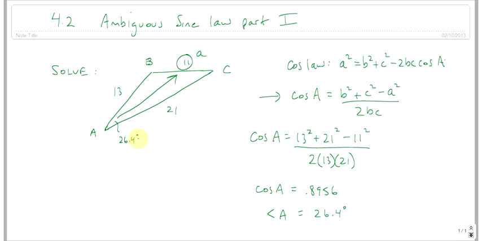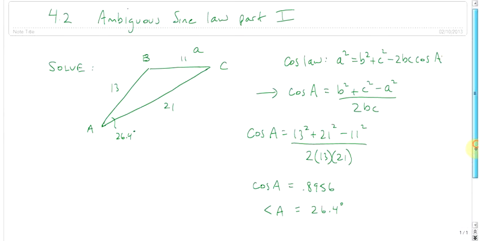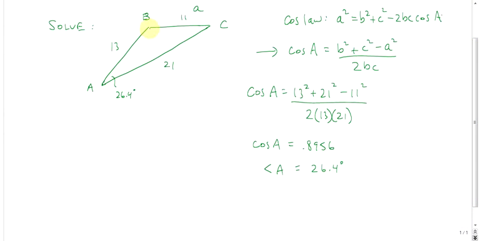Okay, that's one angle. I have to solve this thing, right? So I have to get the other two angles. Once I have two angles, obviously I probably don't want to use sine law or cosine law. I just want to subtract them from 180. But what angle do I want to get next? Well, it's your choice. Okay, let's try for angle B. Now let's do angle B.